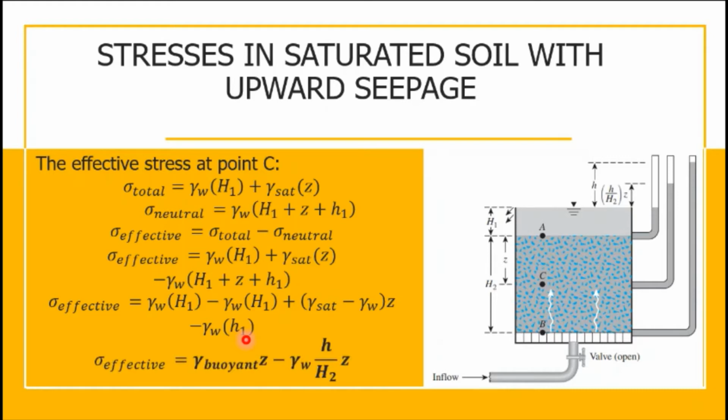And therefore, the effective stress at point C is equal to the buoyant unit weight of the soil multiplied by Z minus unit weight of water multiplied by h sub 1. And we already solved the value of h sub 1, which is equal to H over H sub 2 multiplied by Z.